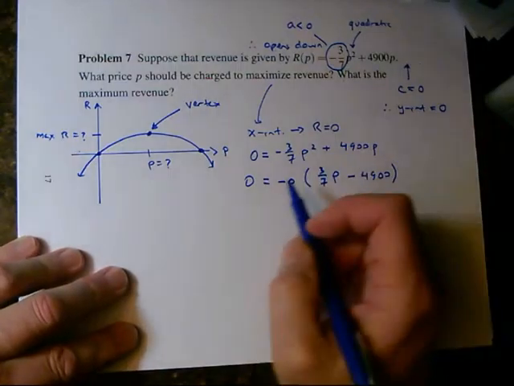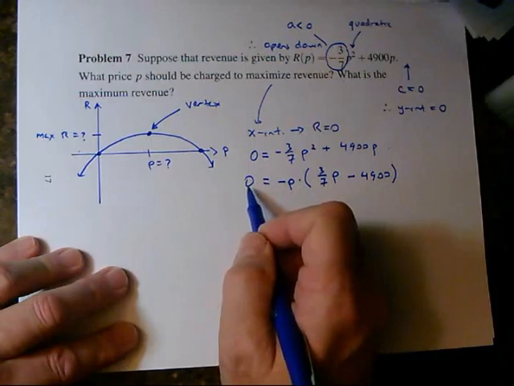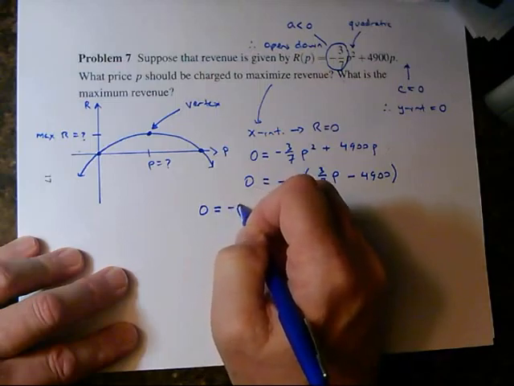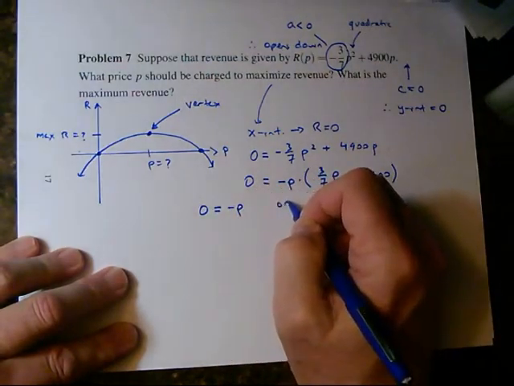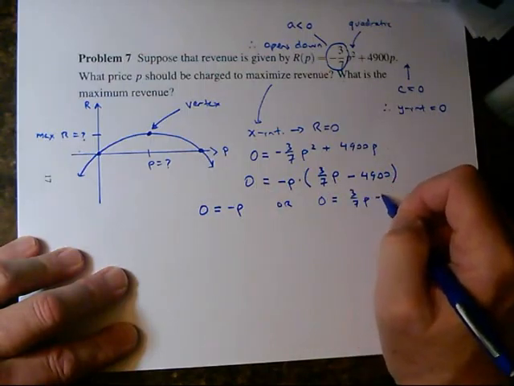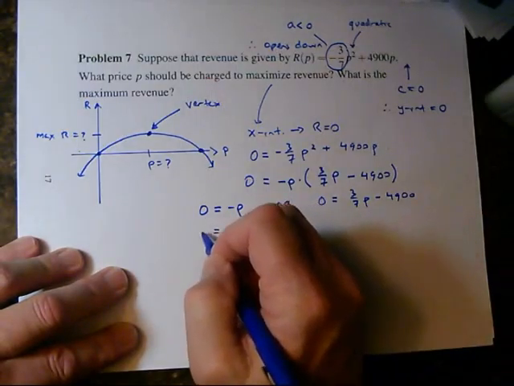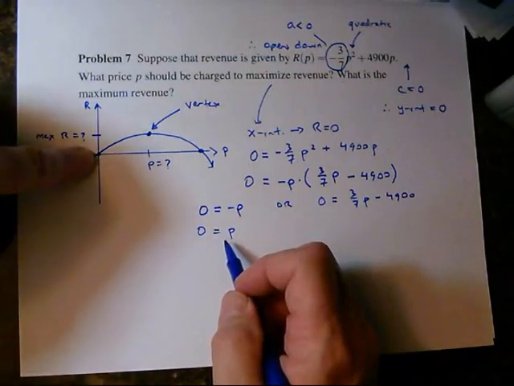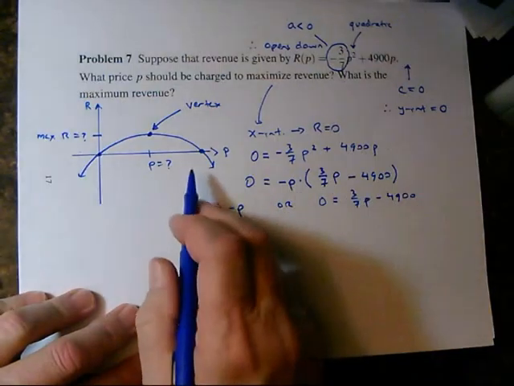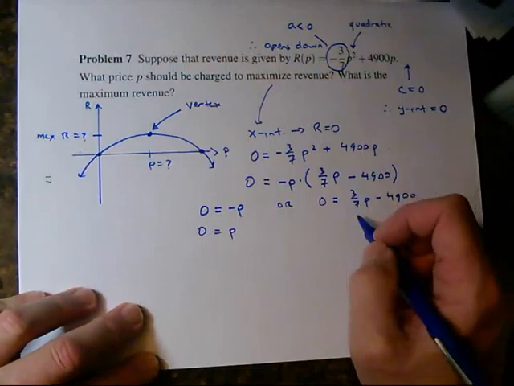Since this expression is a multiplication and it equals 0, I can use the multiplication property of 0. The first factor will equal 0, or the second factor will equal 0. Well, we already knew that p equaled 0 was one x-intercept, so there's no revelation there. We'll find the second x-intercept by solving the second linear equation.